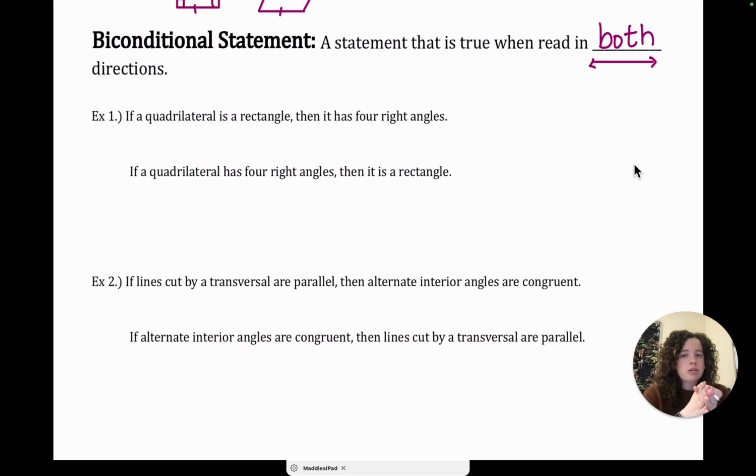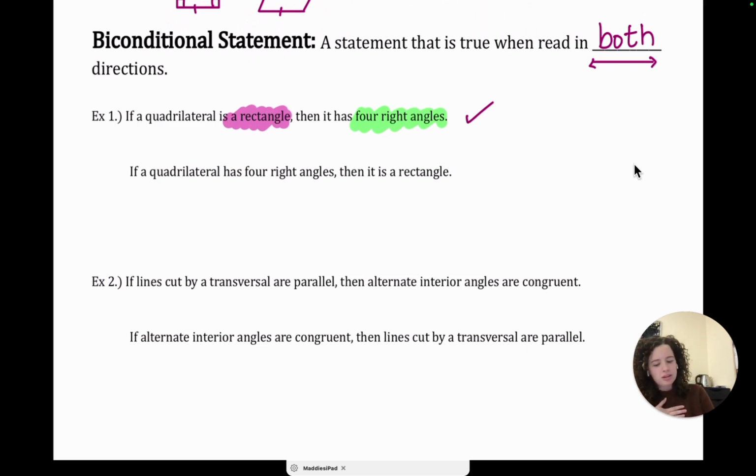If a quadrilateral is a rectangle, then it has 4 right angles. Absolutely. A rectangle has to have 4 right angles. We have no problem with this. This is true, no problem. All right. From here, if a quadrilateral has 4 right angles, then it is a rectangle.